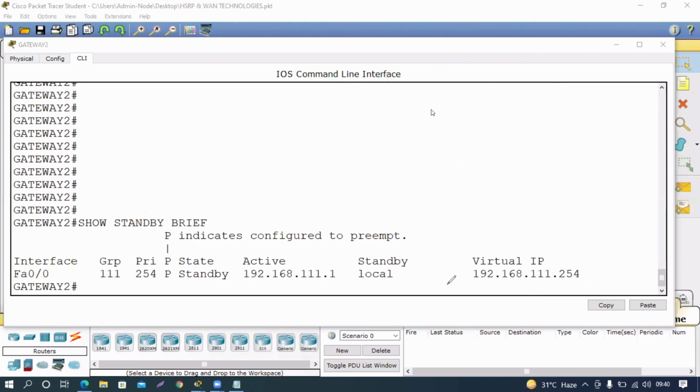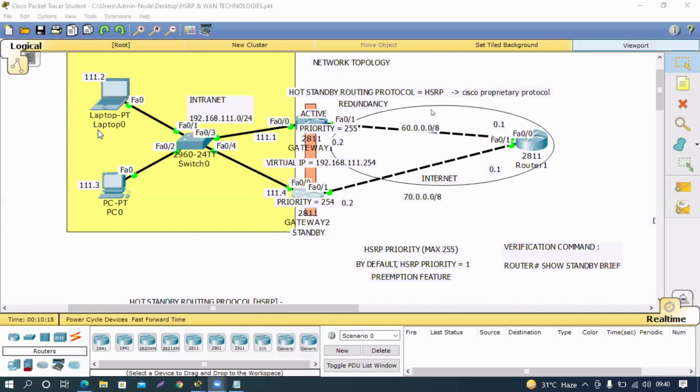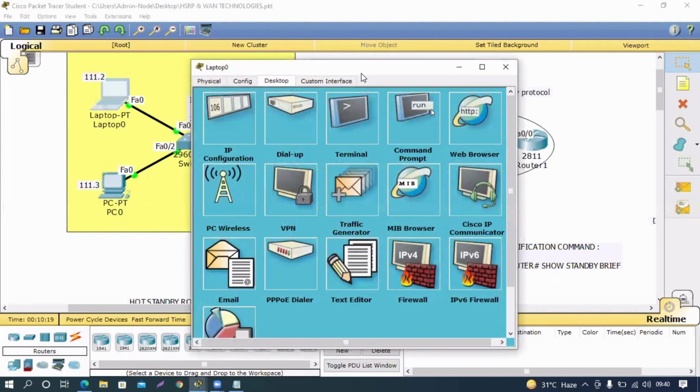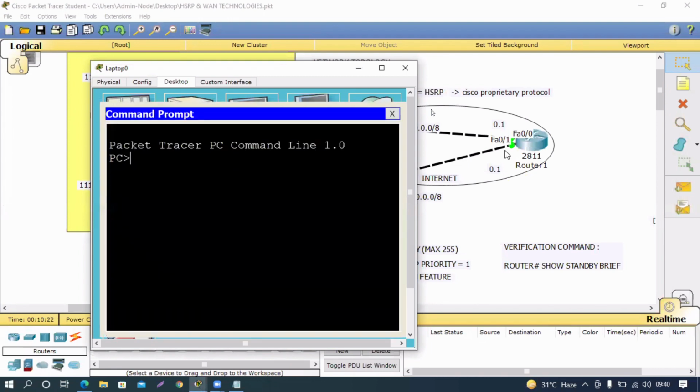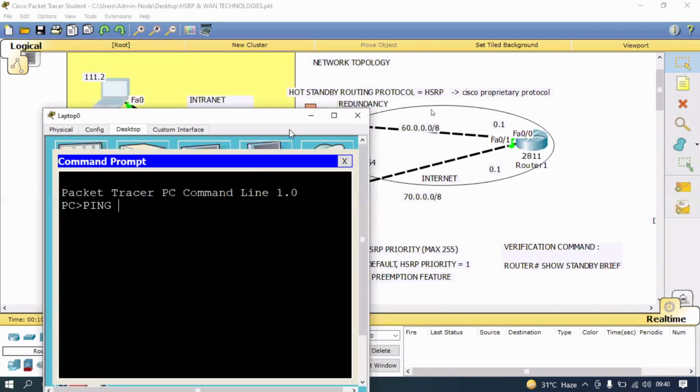Okay, so right now it is about time to test the configuration. What exactly we need to do is check the configuration properly and make sure that you can ping your router one. Sorry, this is your network 60 and 70.